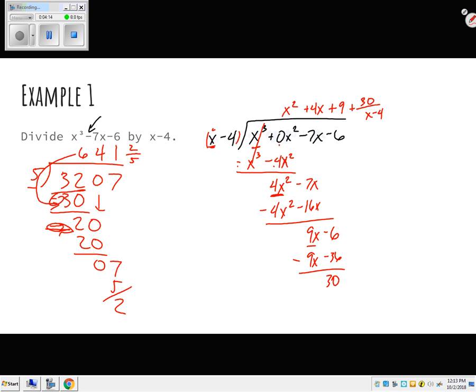Okay. I can definitely check my work on this. If I was to multiply my answer right here, my answer right here is called a quotient, by the way, by this x minus 4, or my divisor, I should get what's inside my division bar right there, and that is my dividend.